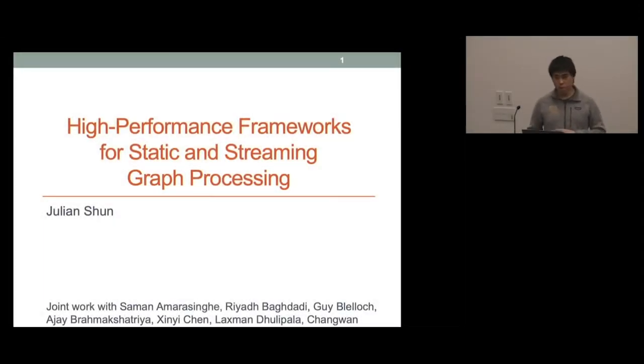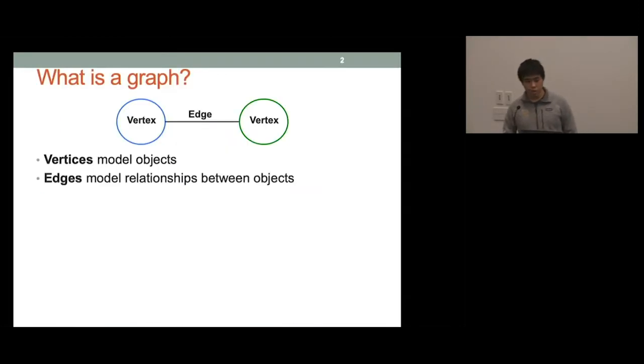So I'm Julian Shun. I'm an assistant professor here in CCL. And today I'm going to talk about some recent work that I've been doing on high-performance programming frameworks for static and streaming graph processing. And this is in collaboration with a bunch of people who are listed on this slide here. Okay, so first of all, what is a graph?